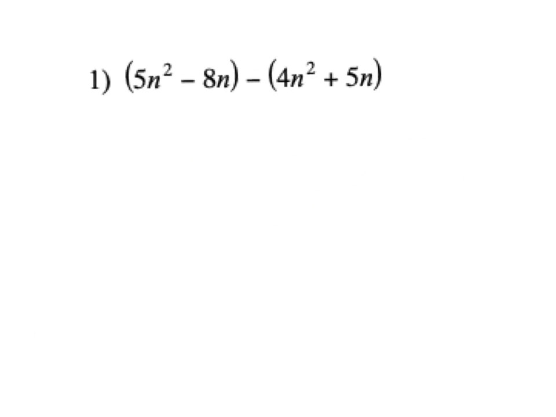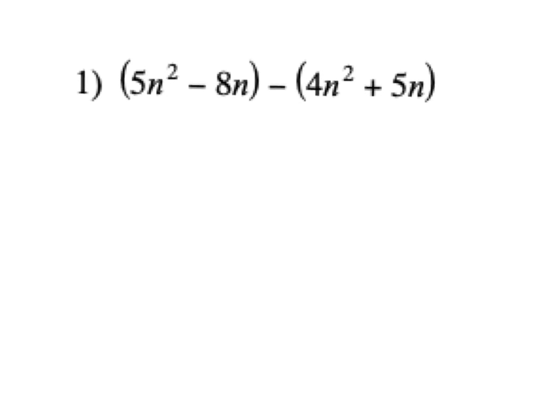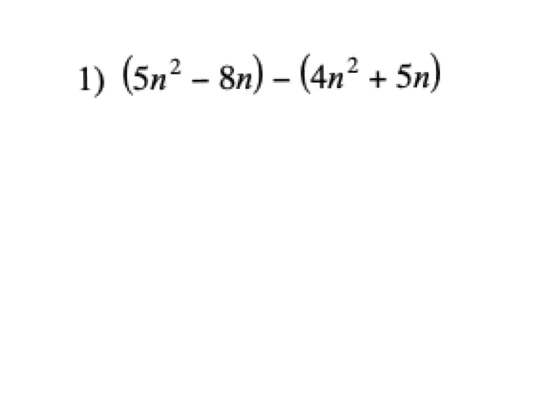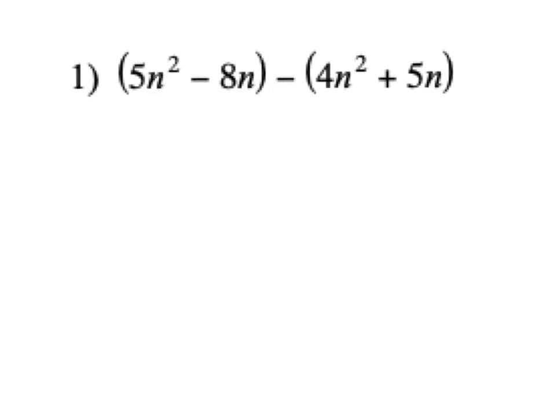So in this situation, we have variables with exponents. Let's practice reading this from left to right before we start to combine like terms. I would read this as 5n squared minus 8n. That's my first term, minus 4n squared plus 5n. Now my like terms are going to be variables that are the same letter and also share the same exponent.